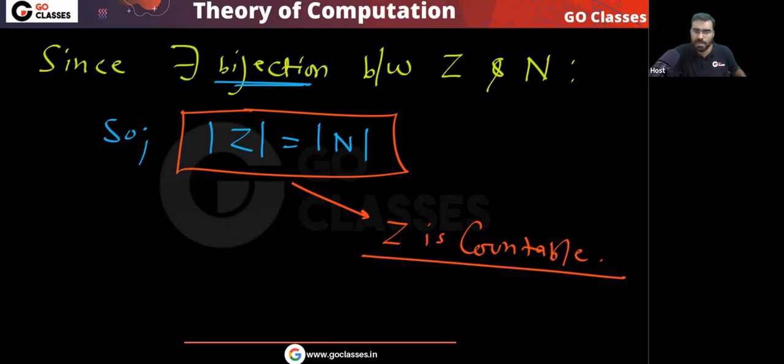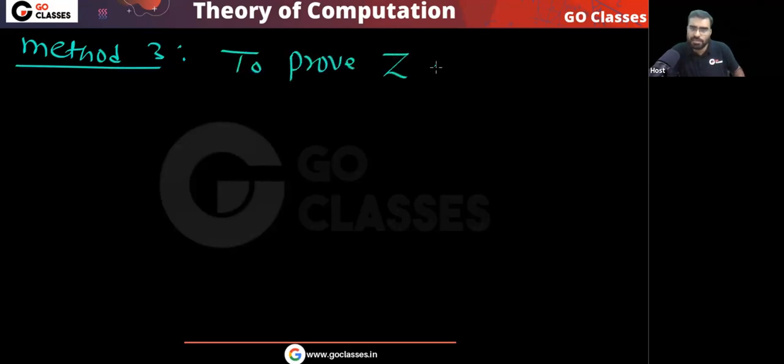Okay, so very simple. Now tell me one more thing. I just want to give you another method, the final method, method number 3. We want to prove that Z is countable.